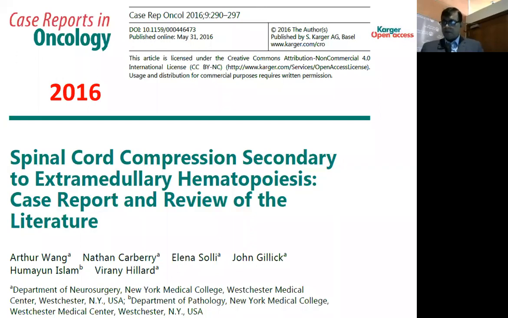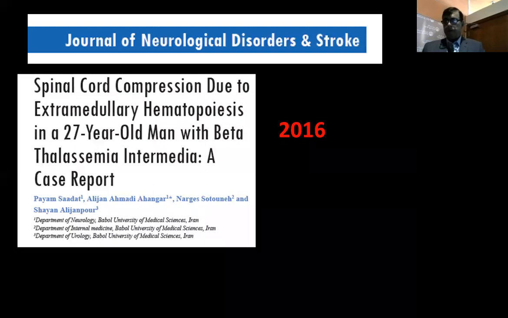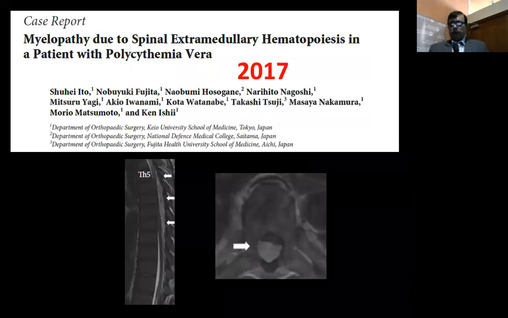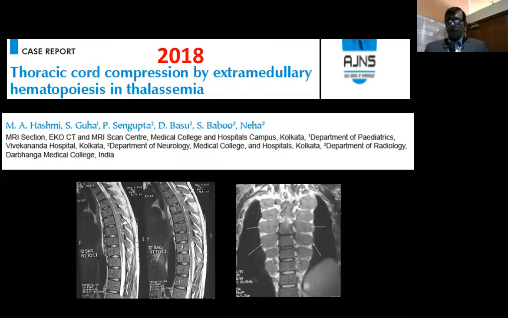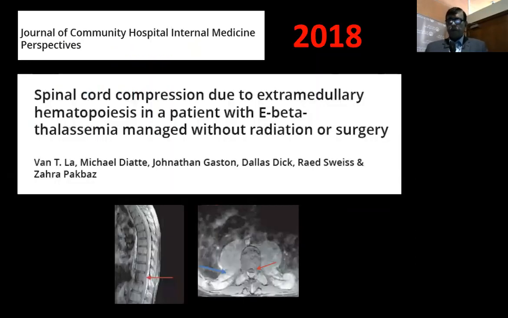And of course, some of the recent publications. This case report in Oncology, 2016. Again, another case in the Journal of Neurological Disorders and Stroke. In 2017 from Japan. 2018, beginning of the year in the American Journal of Radiology. Another case also of spinal cord compression.